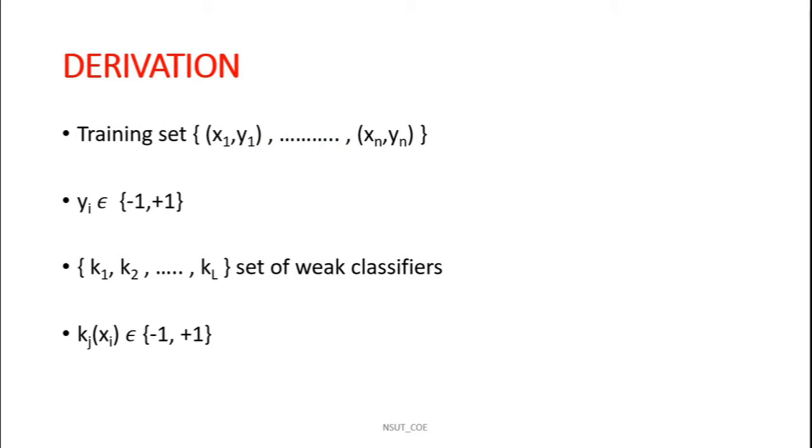Let's see the derivation. We have a training set consisting of xi, yi for i goes from 1 to n. Here, yi is the true Boolean target concept which we want to learn, and yi can take values only -1 or +1. Ki's for i goes from 1 to L are the set of weak classifiers. At each iteration, a weak classifier will be selected from this set, and the classification given by such a classifier for any instance x will also be just -1 or +1.